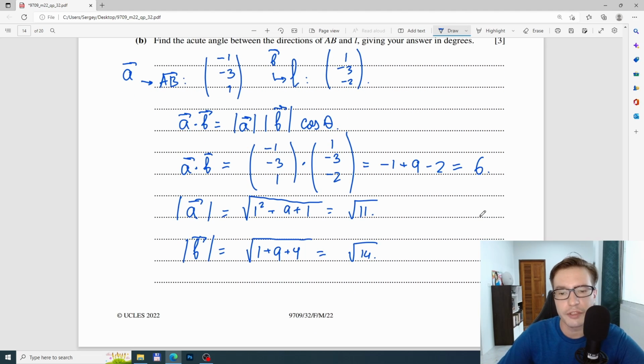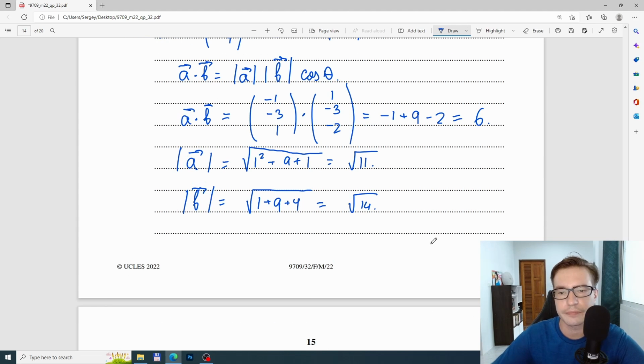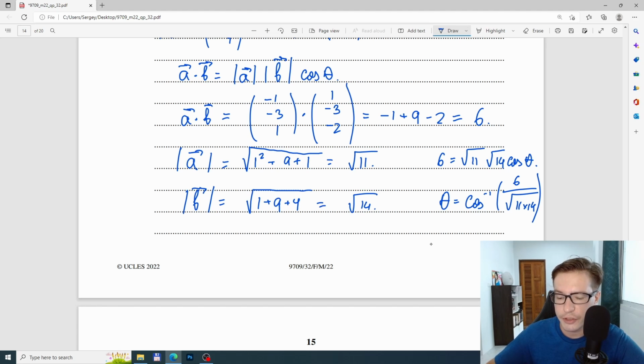Now let's put everything together. So the dot product equals 6. That equals square root of 11 times square root of 14 times cosine of the angle in between. Now from here we can easily find the angle. It's going to be the inverse cosine of 6 over square root of 11 times 14, which is 61.1.